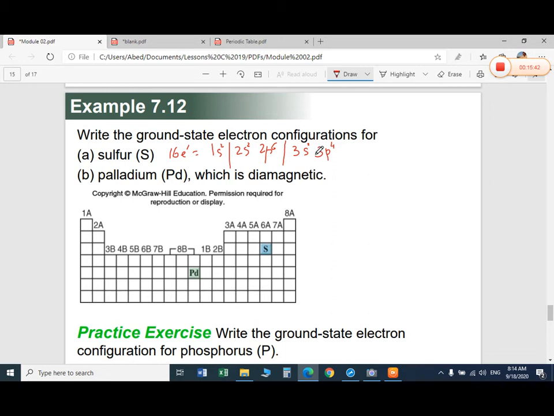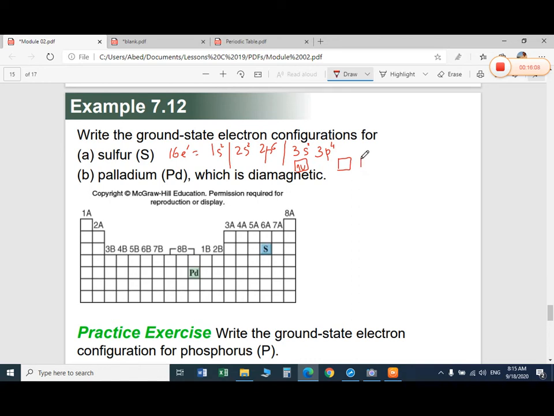So now when you make the block diagram, for this 3s, no need to make the block diagram of the inner shells, only the valence shell. So this is 3s, with 2 electrons, so this will be paired spin, both electrons will come here. So for 3p, I will draw here 3px, 3py and 3pz.